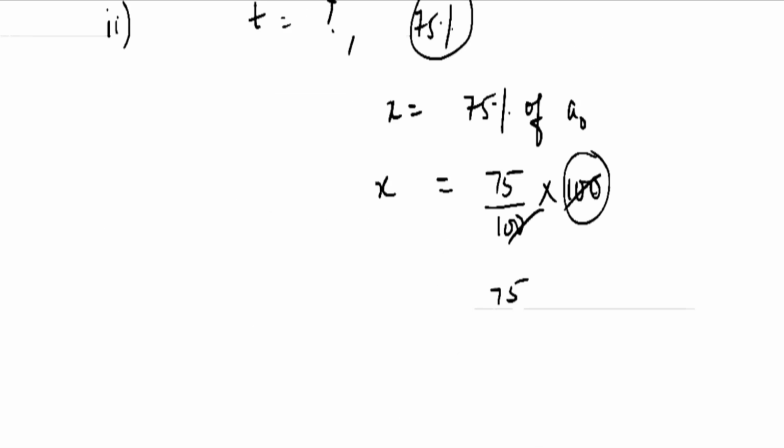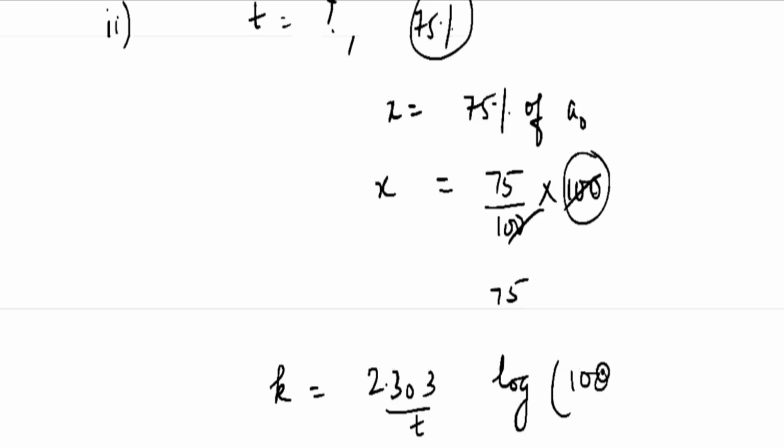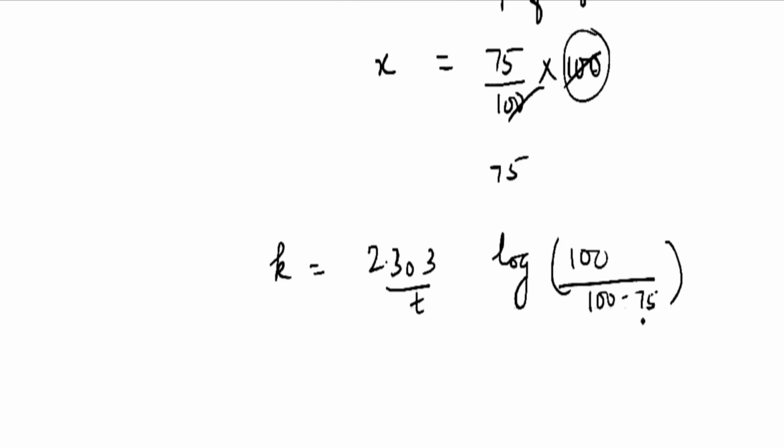So again using the same equation, K is equal to 2.303 upon t log A0, that is 100, upon A0 minus x, as 75% reaction is complete. So the amount will be 75 gram, assuming that the total mass of the initial concentration of A is 100. So now we have to calculate t. K we have already calculated.